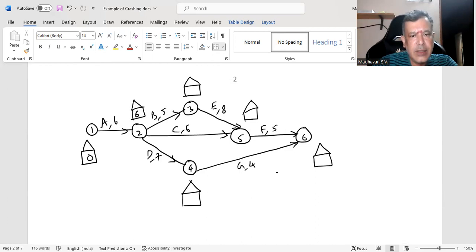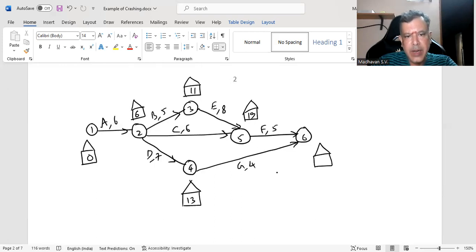0 plus 6, it is 6. And 6 plus 5, it is 11. Here it is 6 plus 7, it is 13. Here it is 11 plus 8, 19. And here also, 6 plus 6, it is 12. So I should consider 19 here.